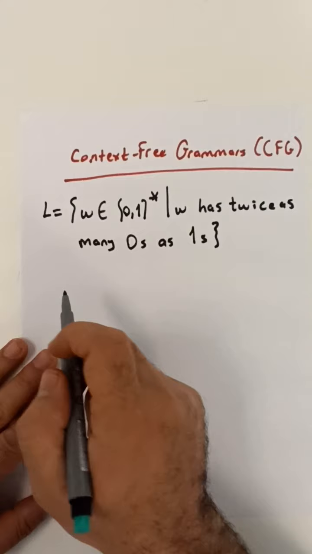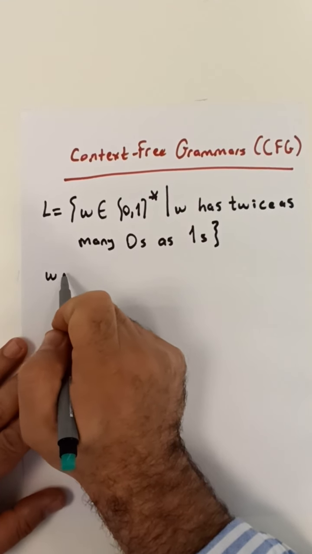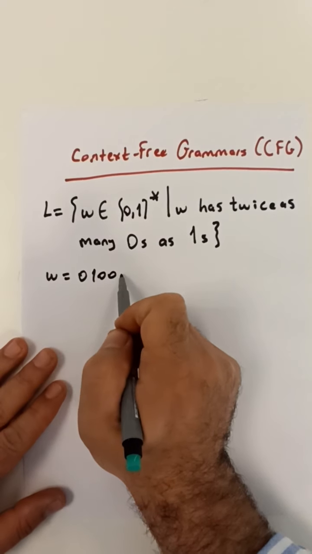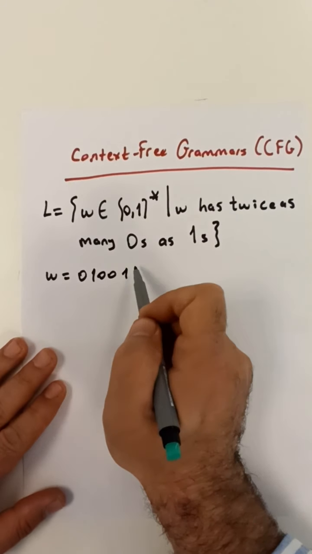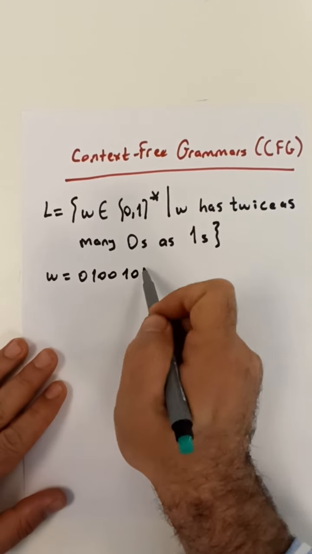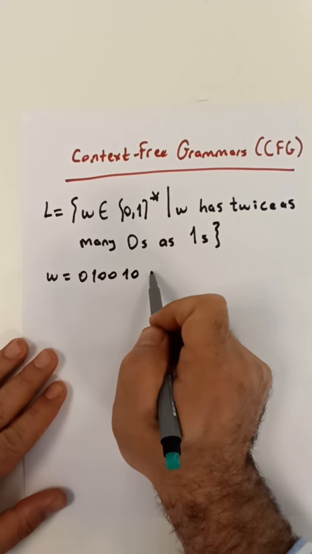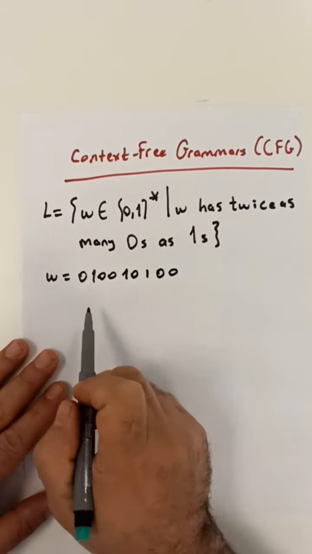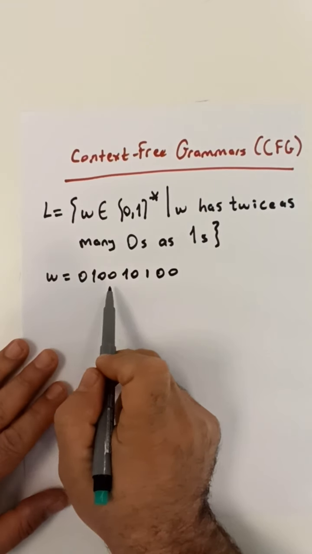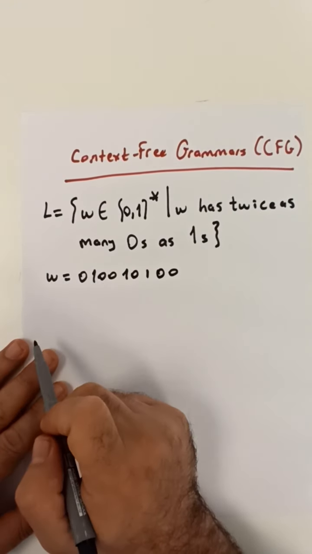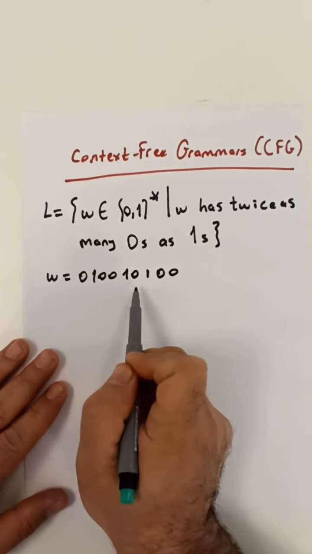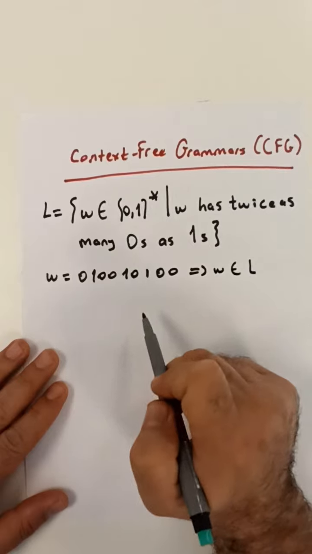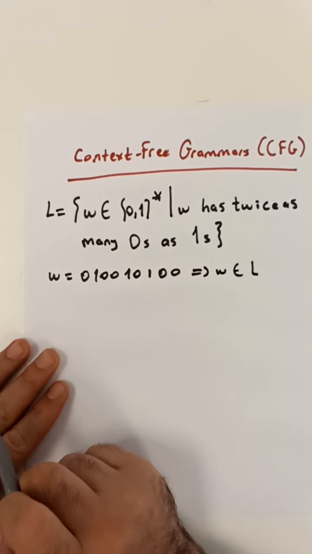Let's just give some example strings. So for instance, W equals 0, 1, 0, 0, 1, 0, let's make 1, and then we need 2 more zeros. So in this string W, we have 6 zeros and 3 ones. Since the number of zeros is twice the number of ones, it's easy to see that this string W belongs to the language L.